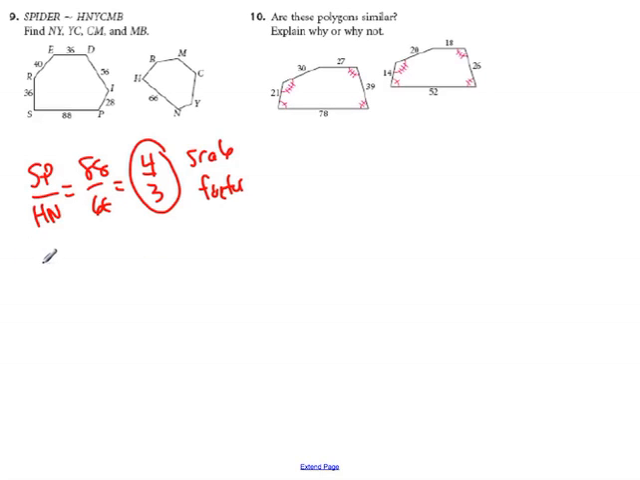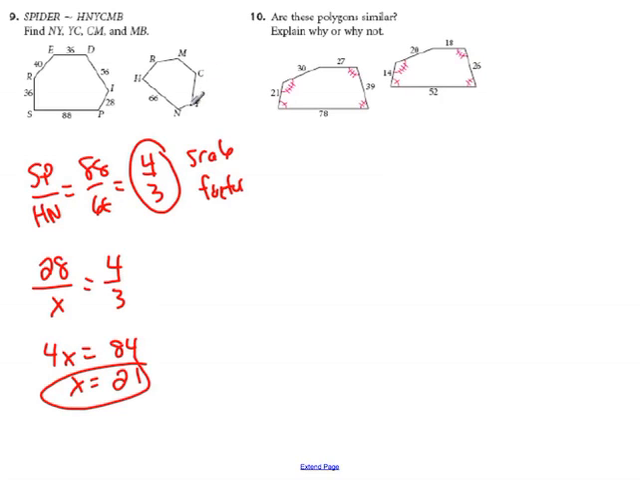Then what I could do is say something like, hey, 28 over x, so like this part, 28 over, say, x right here, has to be equal to 4/3. I could cross multiply, that'd be 4x equals 28 times 3, which is 84. And that would give us 21 is how long this side is over here. In a similar fashion, I could solve for all these different sides. I would just continue with the same process.